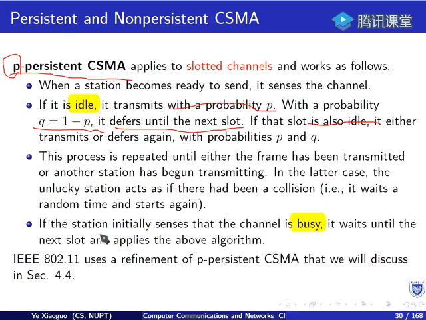If the station initially senses that the channel is busy, it waits until the next slot and applies the above algorithm. If the channel is busy, it continually senses the channel until the next slot. That's just the meaning of persistent, right? IEEE 802.11 uses this refinement of p-persistent CSMA that we will discuss in the next section.